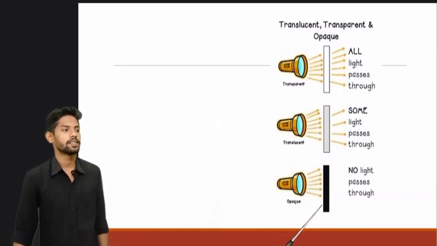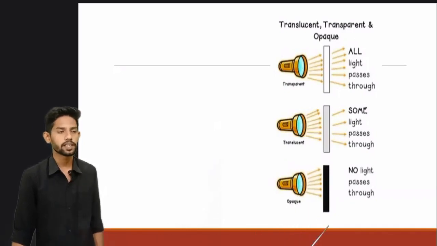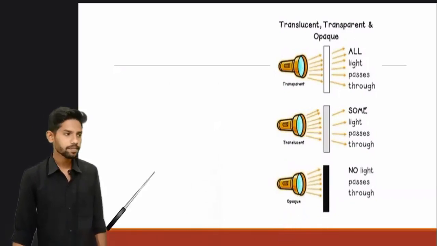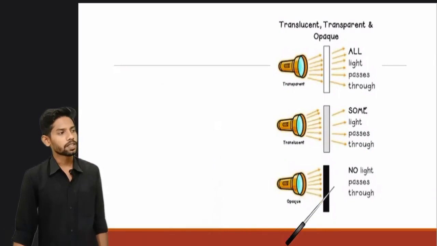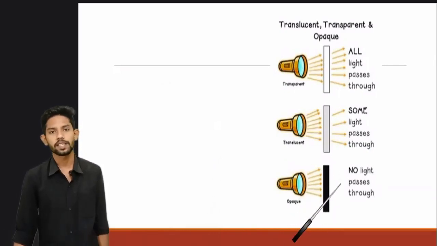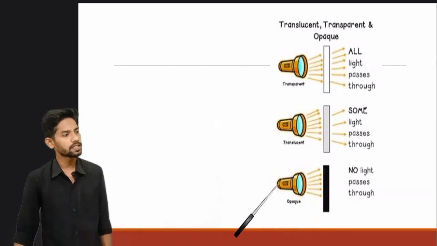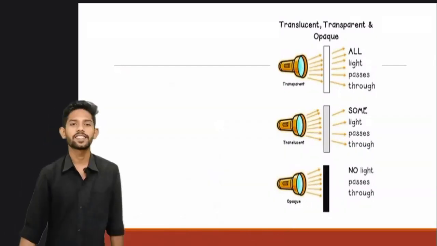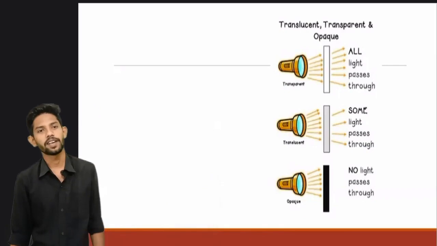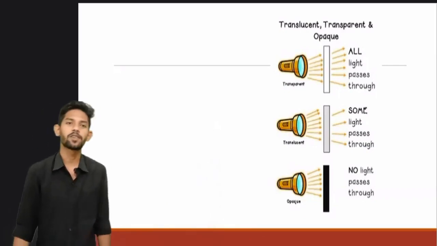And you can see here this torchlight, the light is passing right on this wooden glass. Means the glass is very thick like a brick. Now what amount of light is coming here? What rays are coming? No rays are coming, no light is passed. This is opaque. Okay, I think now students you have understood what are transparent, what are translucent and what are opaque objects.